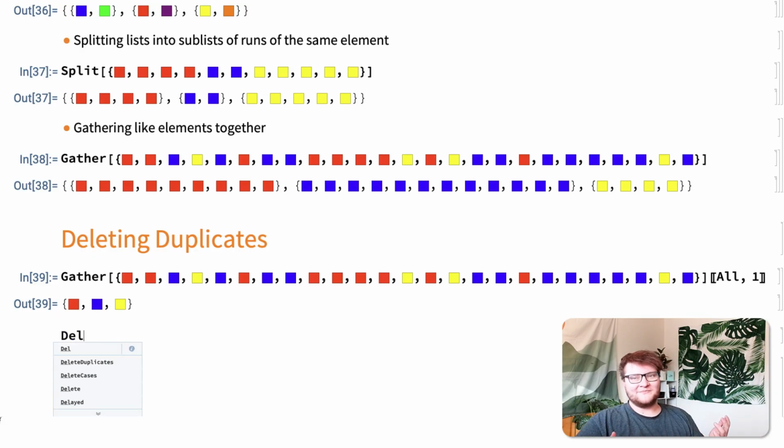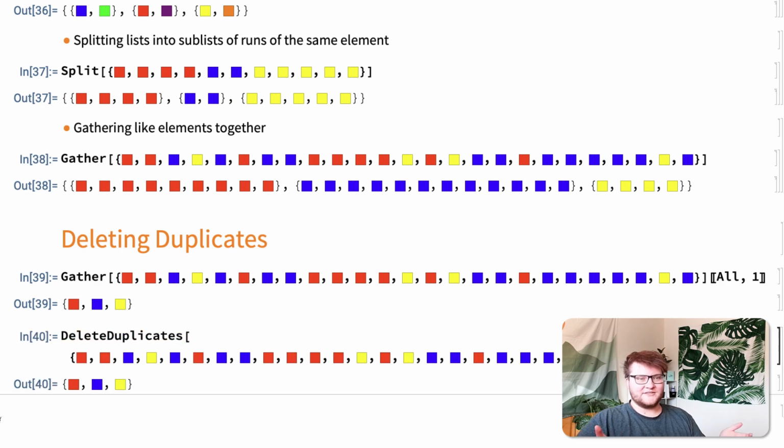Or we could make it nice and easy for ourselves, and we can use the delete duplicates function. The delete duplicates function just deletes all of the duplicates. And now I have my list of red, blue, and yellow.